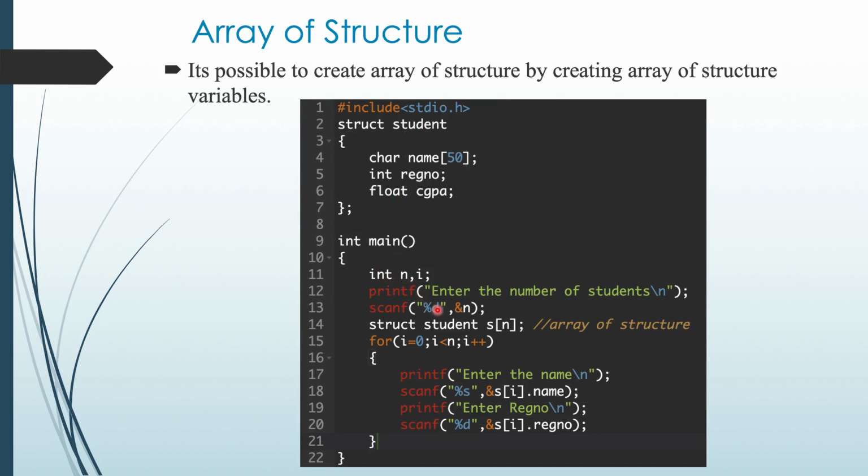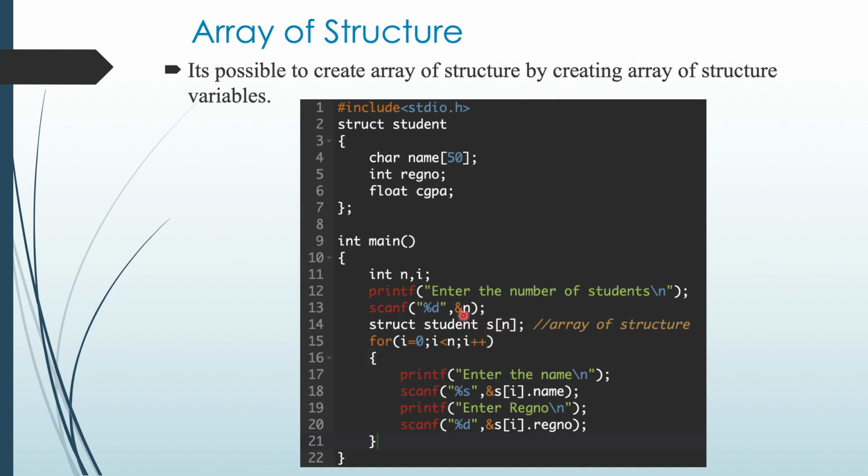N is for the number of students I want to get, and based on the size of the input, I'm going to create the structure variables. Here i is a variable for this for loop. So printf "enter the number of students", scanf %d &n, and struct student s[n]. This is creating the structure variable.